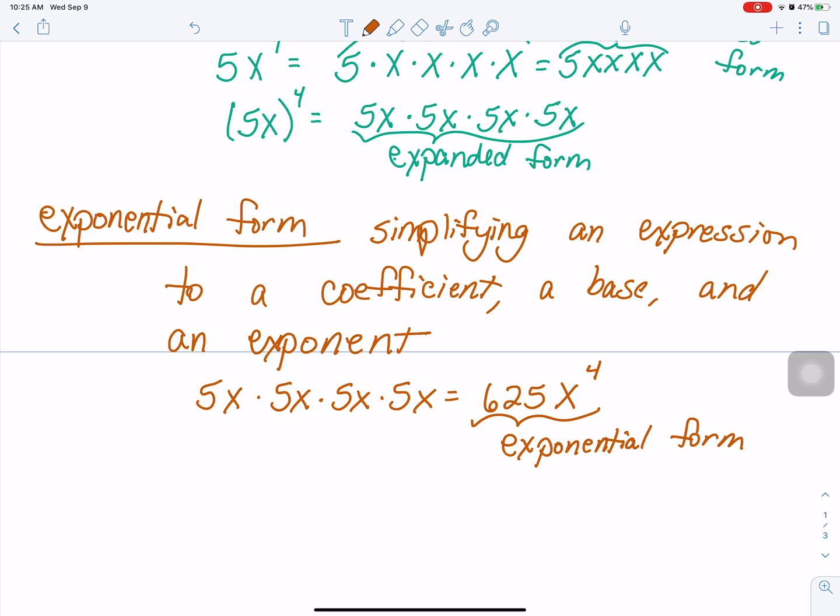A lot of times we will write it out in expanded form, and then we'll end with exponential form. It's typically our simplest form. It makes it a lot easier to look at and read.